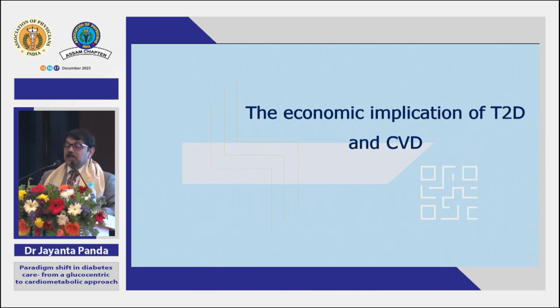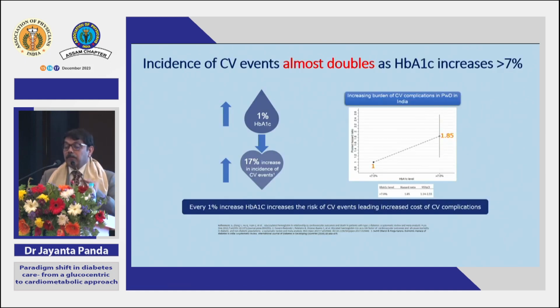Here, let us see the economic implications of diabetes and CVD. Here it clearly shows for a 1% rise in A1C, there is a 17% increase in the incidence of CV events. And almost the budget of managing the diabetic with the CV complications becomes double when the A1C is more than 7. You can see here from 1% how it has become 1.85%.